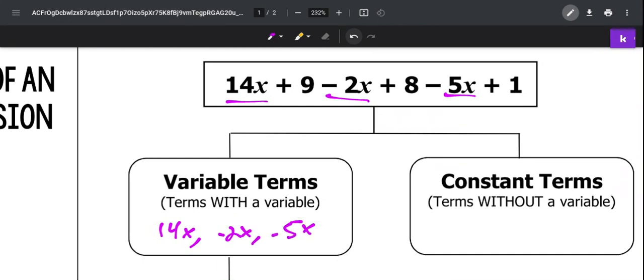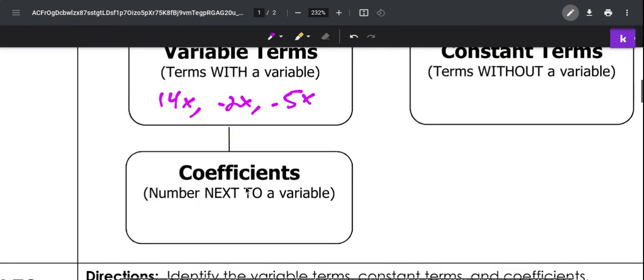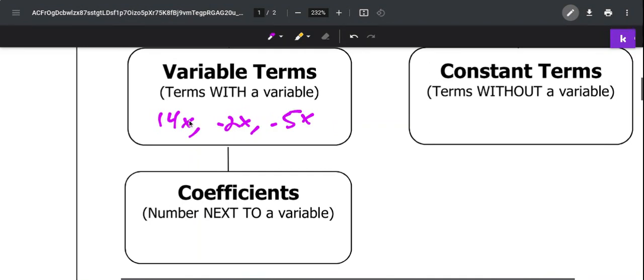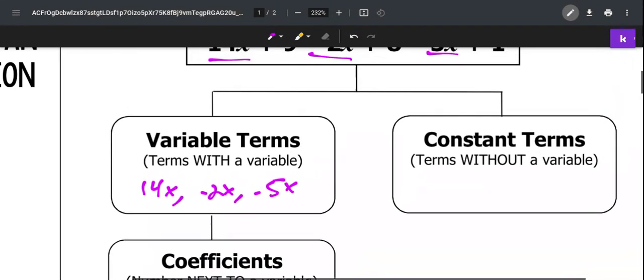Now inside of that, it actually breaks down a little bit further. 14x is actually 14 times x. That 14 is a number. A number right beside a letter, which we call a variable, is a coefficient, so it will be next to a variable. So the coefficients here for 14x, negative 2x, and negative 5x are 14, negative 2, and negative 5. So that's how this breaks down.